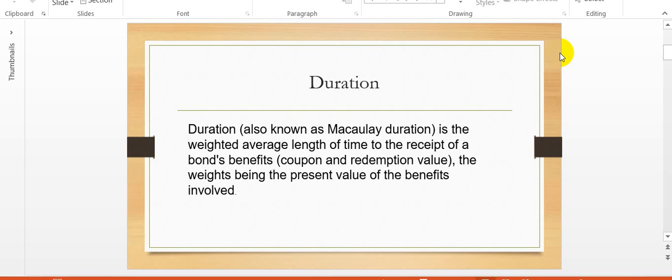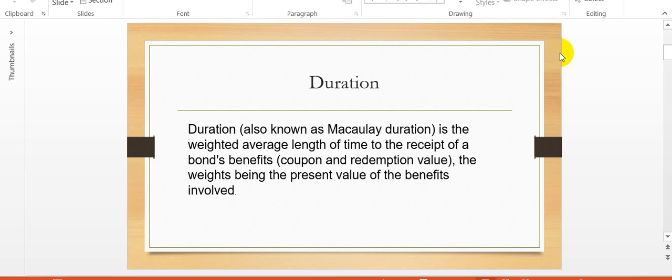It is simply the weighted average length of time to the receipt of a bond's benefit, the benefits being the coupon and the redemption value, the weights being the present value of the benefits involved.